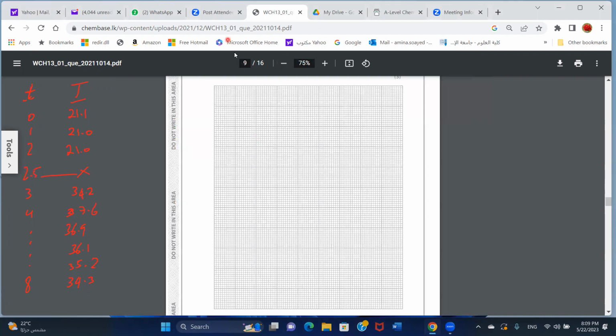Abdurrahman, what are we going to draw on the y-axis and what are we going to draw on the x-axis? On the y-axis is the temperature. Yes, excellent. We have to draw here the temperature, and here is the time. Okay, we have to number here 1, 2, 3, 4, 5, 6, 7, 8, so this could be 1, 2, 3, 4, 5, 6, 7, 8, 9.